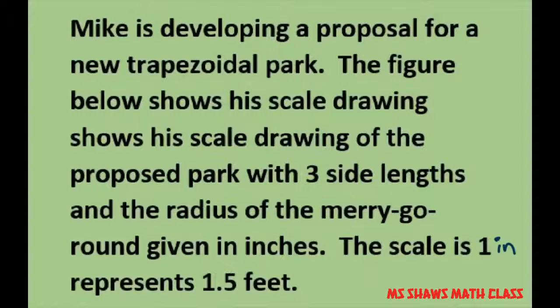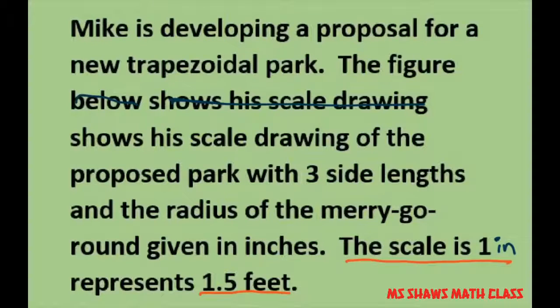Everyone, Mike is developing a proposal for a new trapezoid park. The figure on the next slide shows his scale drawing of the proposed park with 3 side lengths and the radius of the merry-go-round given in inches. And what we really need to know is the scale is 1 inch represents 1.5 feet. Just remember that. Now, I drew the park.